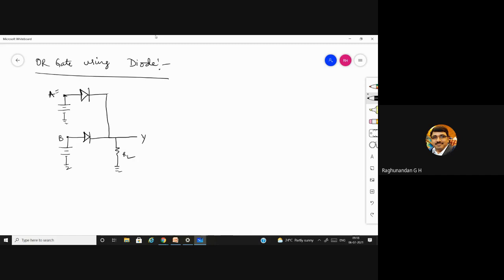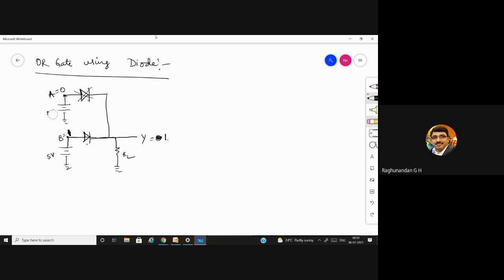Now, when A is equal to 0, B is equal to 0, what will happen to the diode? It will get reverse bias, sir. Both of them will get reverse biased. So no current is going to flow from this supply. Hence, output will be 0. Now, I am going to make B is equal to 1. B is equal to 1 means it indicates the battery is at 5 volt. A is equal to 0 means the battery is at 0 volt. Now, since A is equal to 0, this is going to be reverse biased and this is going to be forward biased. So, the current is going to flow through this so that the output will be 1.